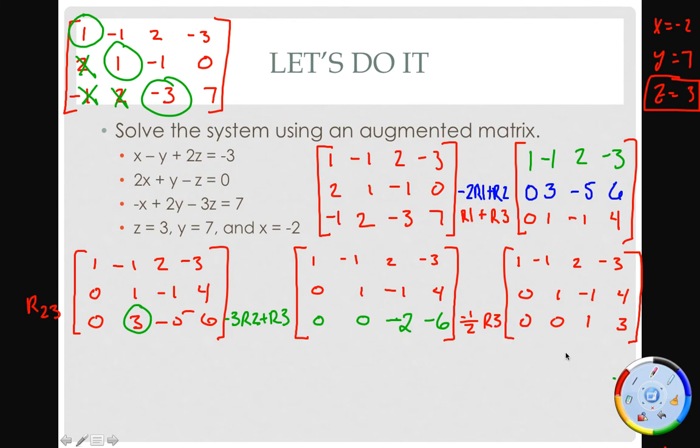Now, essentially from here, what you could do is say, oh, if z is 3, I could rewrite my equations. I can say my equations look like this now. X minus y plus 2z equals -3. I have a y minus z equals 4. And I have a z equals 3. And then I can substitute back in and find my x and y.